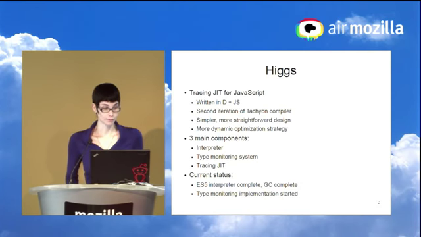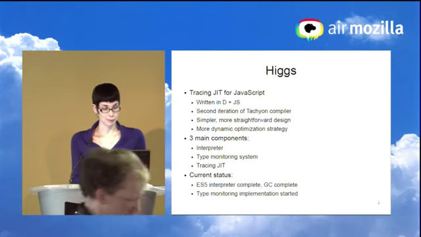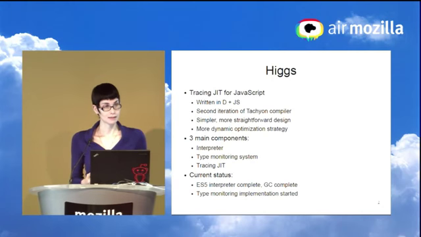There's three main components to the compiler. There's an interpreter, and there's a tracing JIT, as with most tracing systems. But there's also what I call a type monitoring system, which is used for optimization. The current status is that the interpreter is pretty much complete, and I am actually implementing the type monitoring system, and a tracing JIT will be coming shortly.